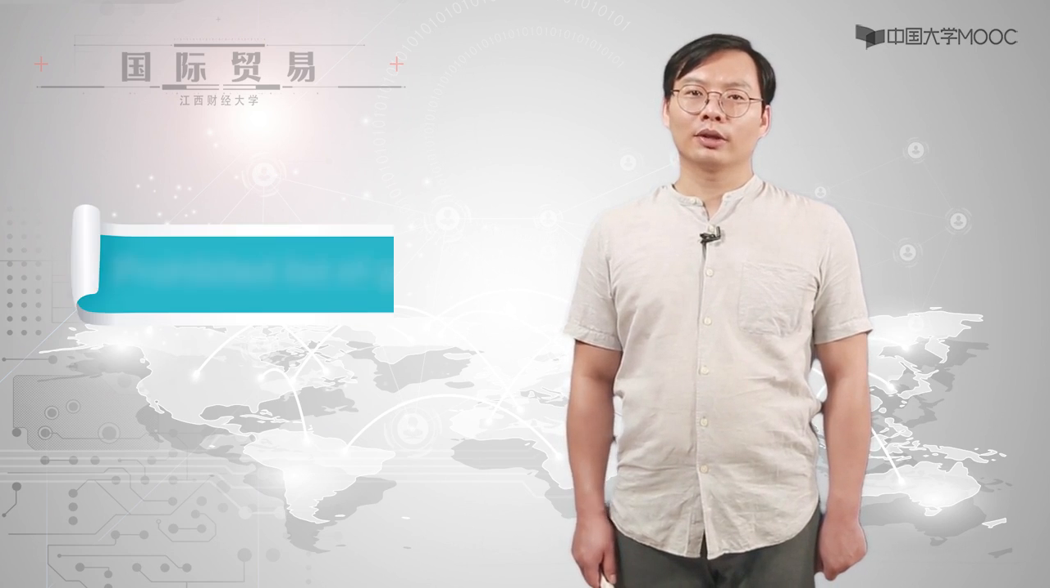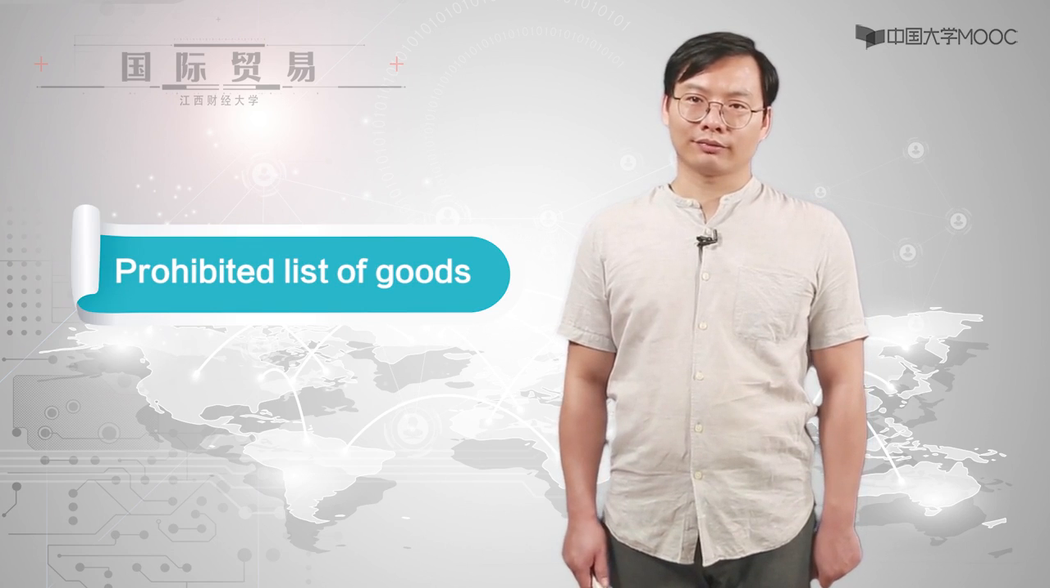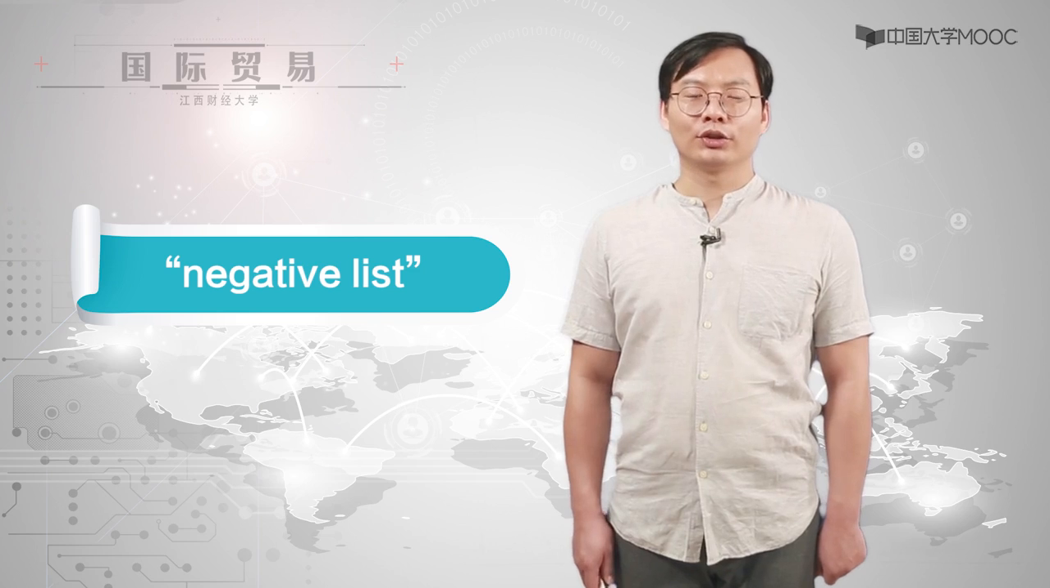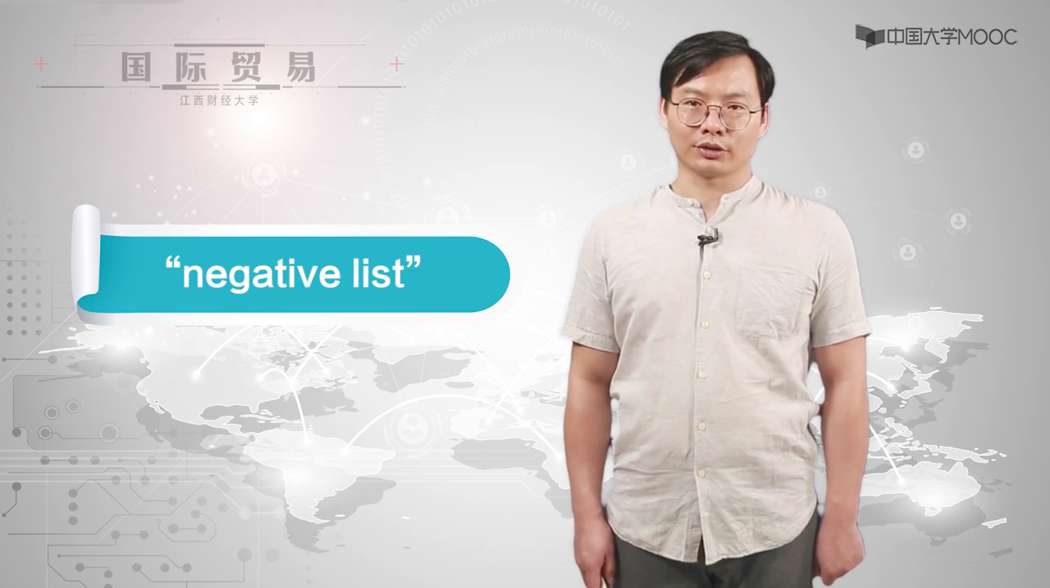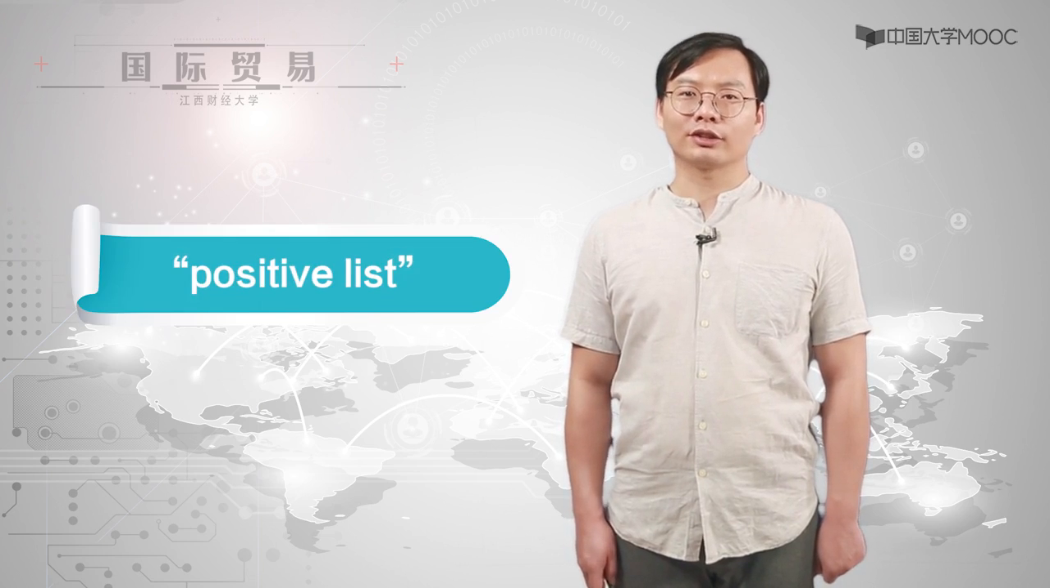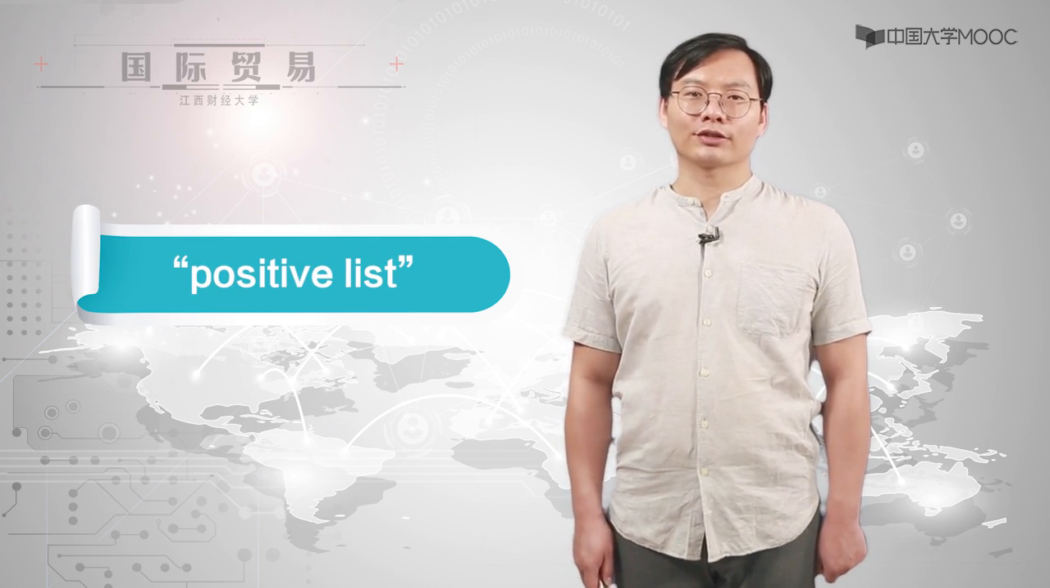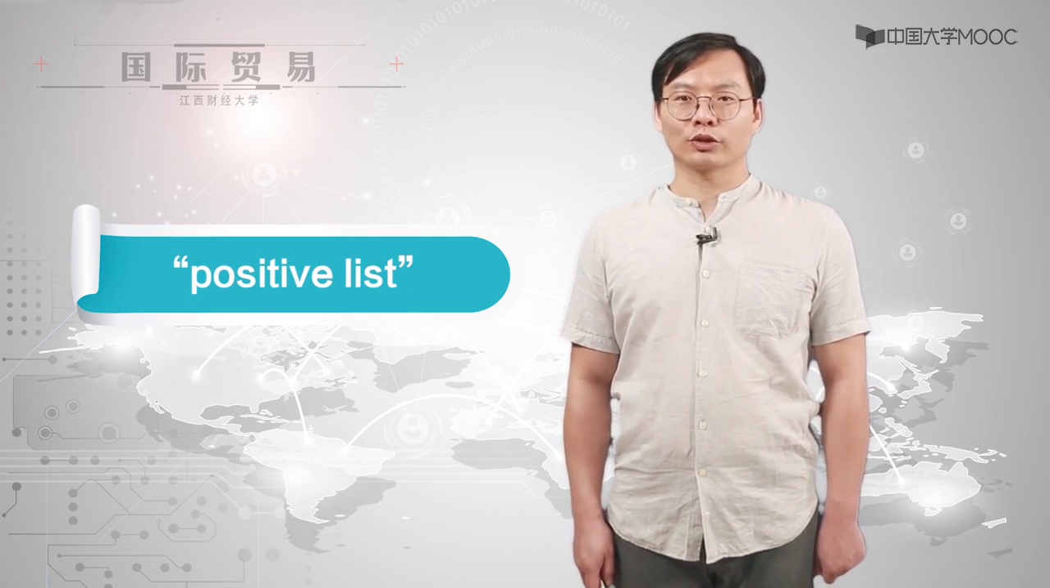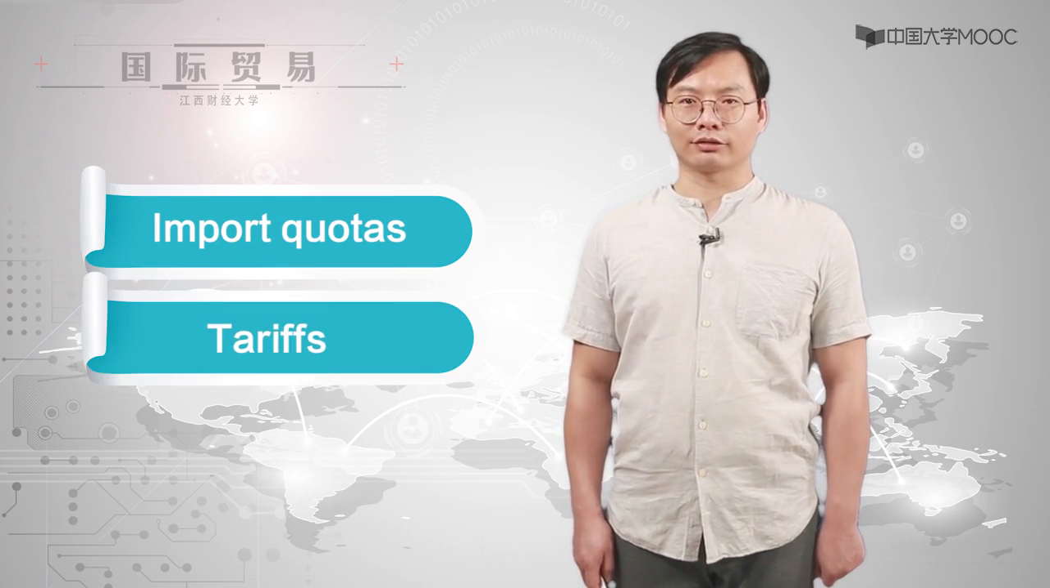It includes a prohibited list of goods. At the beginning, they used a negative list to restrict the import of certain goods. Later on, a positive list was used to replace the negative list as trade restriction was reduced. Other instruments were also used, such as import quota and tariff.